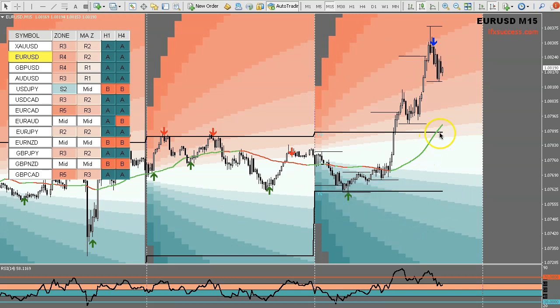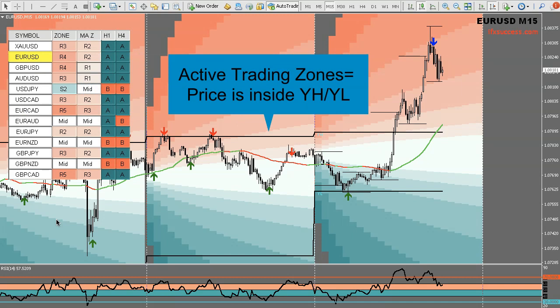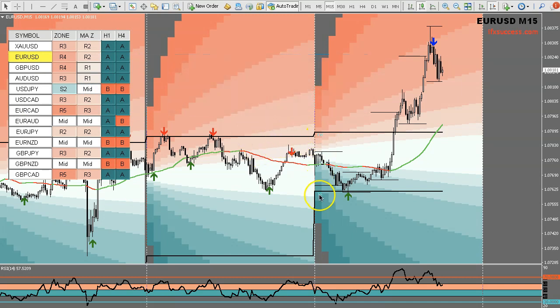Now, we have here a moving average, and pretty much right here on the left-hand side, we have a dashboard that is telling us what is going on with each pair, okay? So now, the first thing that we're going to look for is that price is in the active trading zone. And what is my active trading zone? That's going to be in between yesterday's high and low, okay? So I only want to look for entries when price is inside these zones, okay?